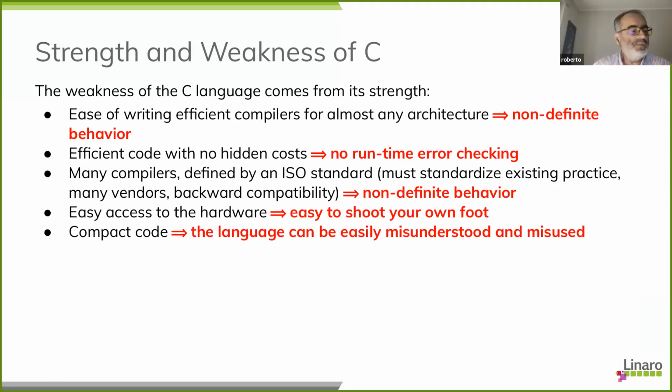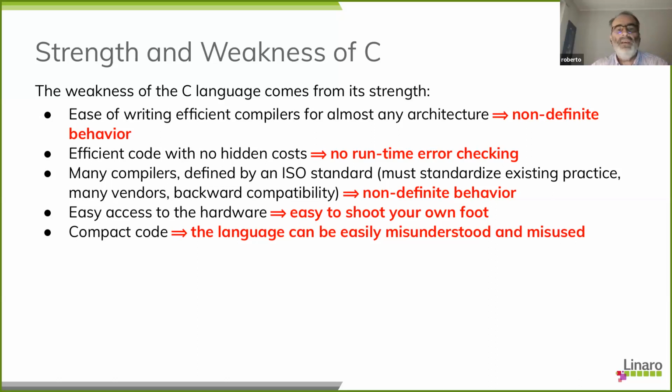One of the things that is very important to understand is that the strengths and the weaknesses of C come from the same sources. They are basically not separable from one another. For example, the fact that it is relatively easy, let's say, to write efficient compilers for almost any architecture, we have seen, is one of the reasons why we have non-completely defined behavior. The fact that we can write efficient code with no hidden costs, one of the reasons is that there is no runtime error checking. And the fact that there are many compilers and still the language is defined by an ISO standard is also one of the sources of non-completely defined behavior.